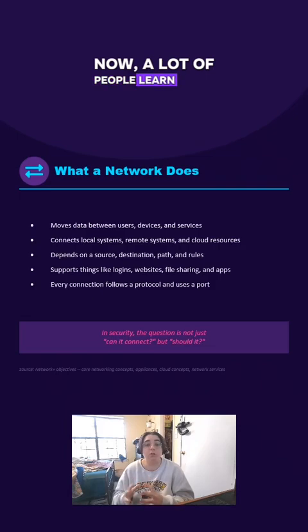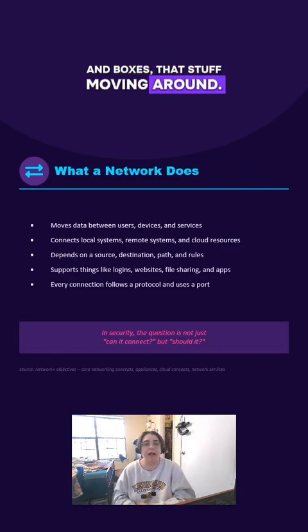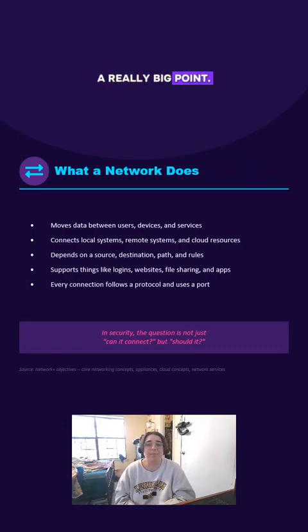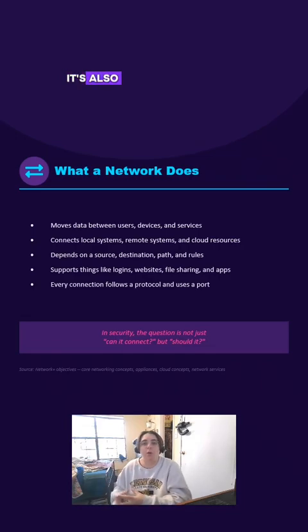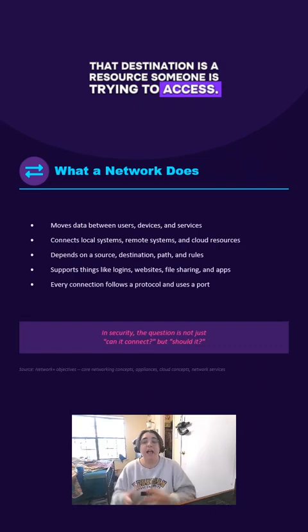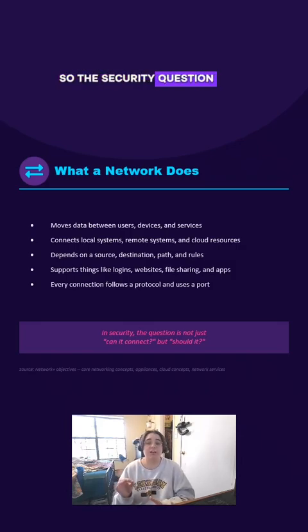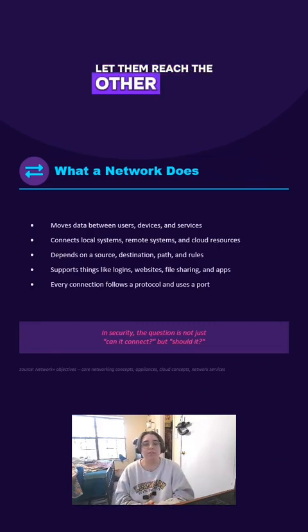Now, a lot of people learn those pieces as just plumbing: wires, signals, and boxes, that stuff moving around. But framing it in this way misses a really big point. Every single one of those connections isn't just a connection, it's also an access decision. That source is a user or a device with an identity. That destination is a resource someone is trying to access. And those rules are what determine whether the connection is allowed at all. So the security question here, and the IAM question, is never just does the road exist? It's who is on this road and should we let them reach the other side?